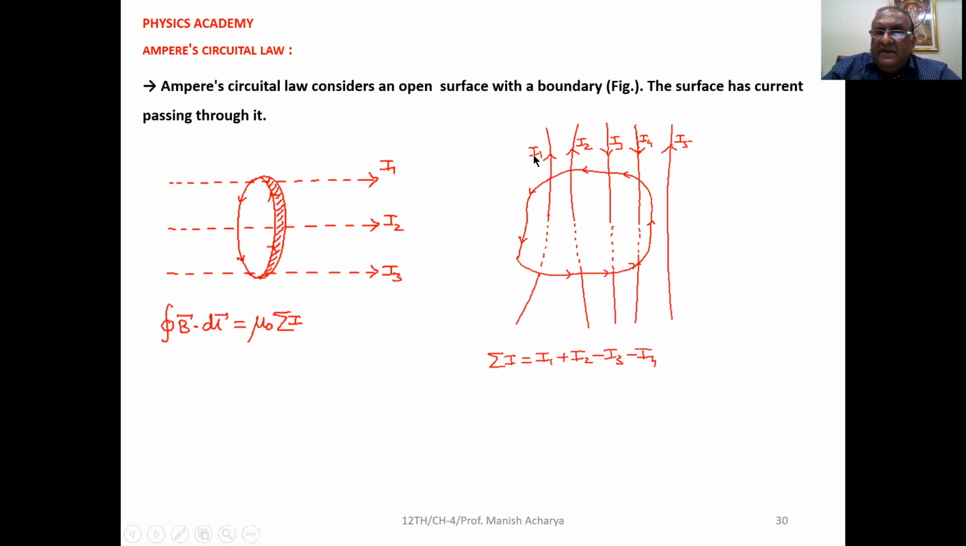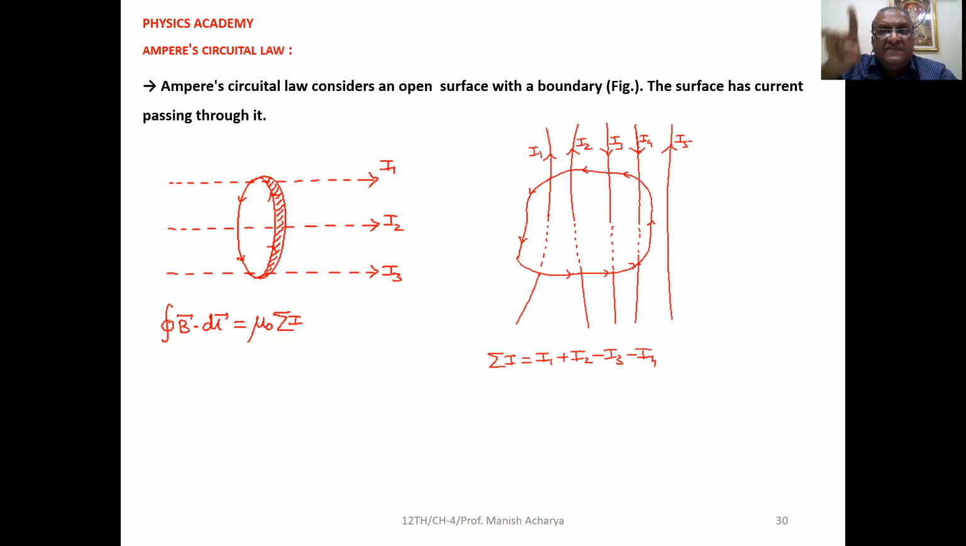Now here suppose total 5 currents are there, I1, I2, I3, I4 and I5, and the directions of the currents are represented here. So first thing, you have to consider only those currents which are passing through the Amperian loop. The current which is outside the loop will not be taken in consideration, exactly like Gauss's law. In Gauss's law, the charge which is inside the Gaussian surface, that we consider only. The charge outside the Gaussian surface is not taken in consideration.